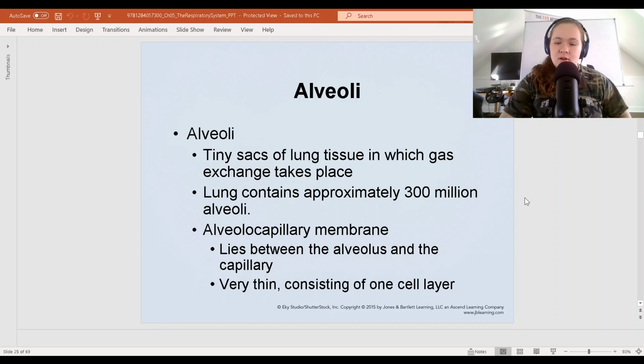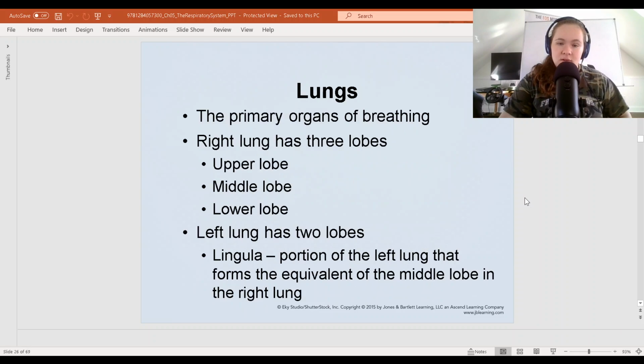The lung contains approximately 300 million alveoli. An alveocapillary membrane lies between the alveolus and the capillary. These are very thin, consisting of one-cell layers. The lungs are the primary organs of breathing. The right lung has 3 lobes, the upper, middle, and lower lobe.